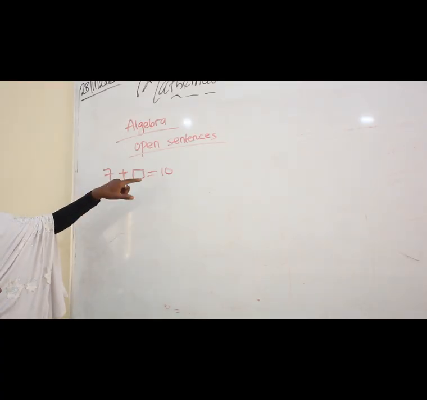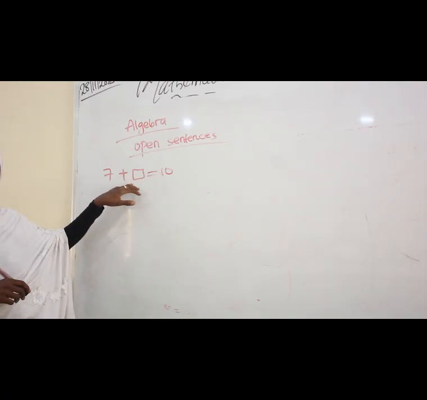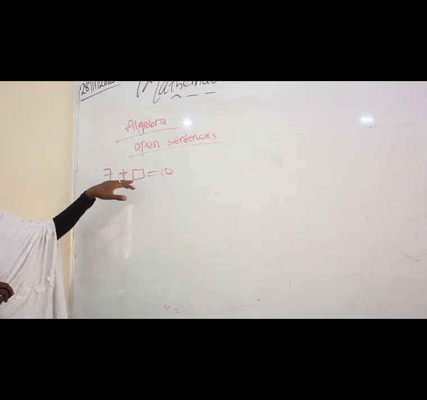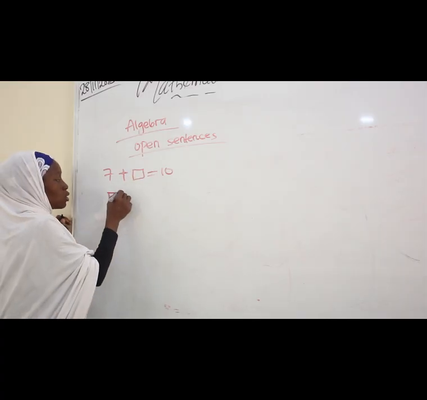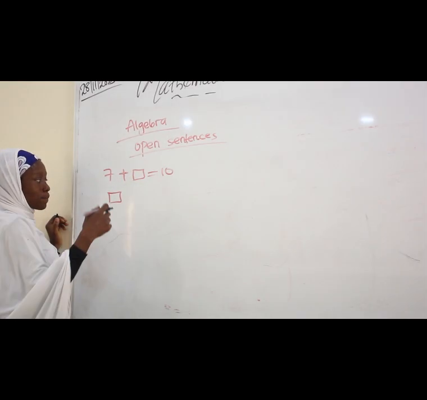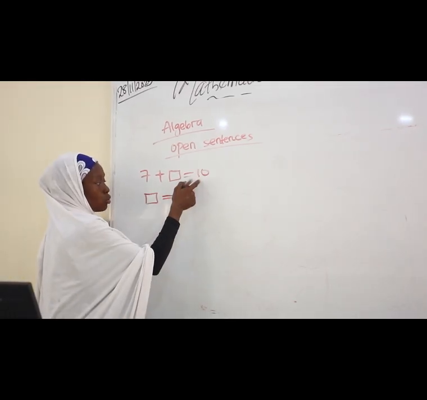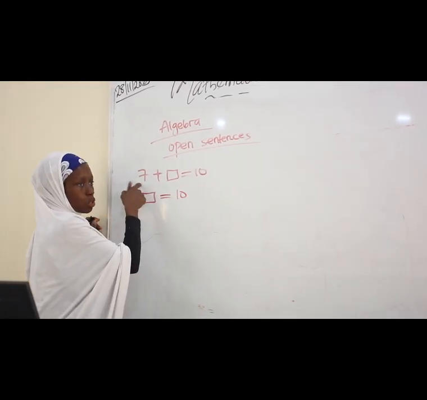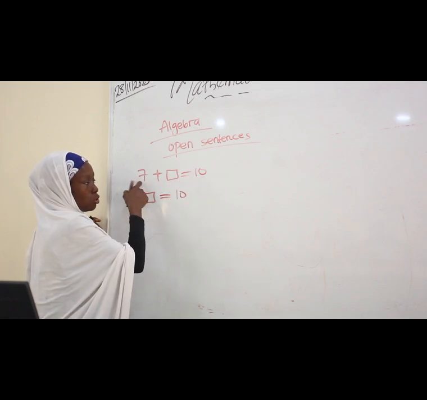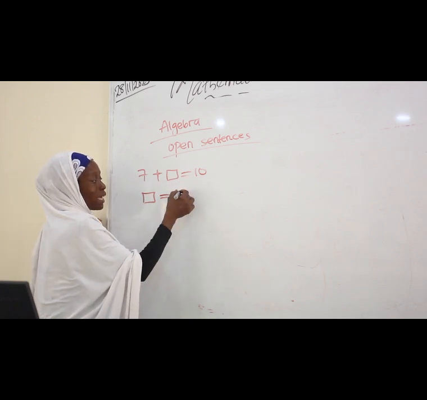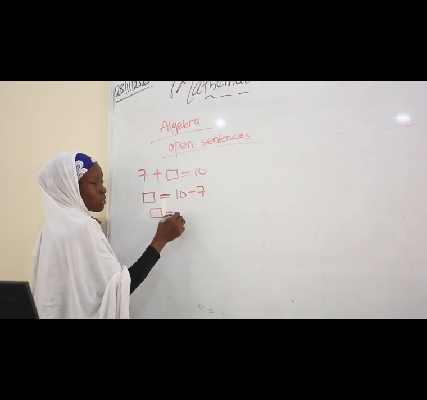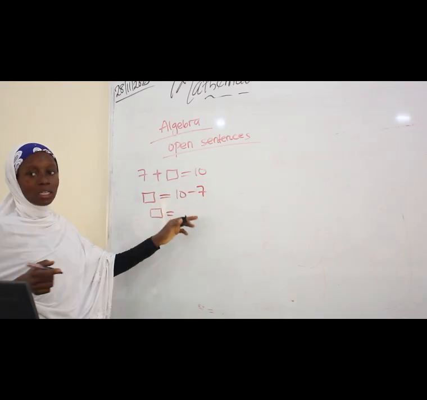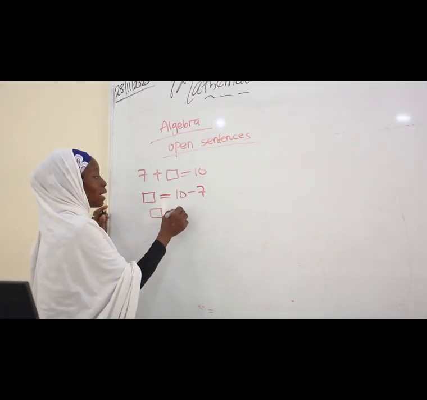And for us to know whether this expression is true, it means we have to provide what is supposed to be inside the box. So let's make the box the subject of the formula. Box is equal to 10. So 7 is going to cross the equality sign. It will change from plus to minus. We are going to have minus 7. So our box, which is the unknown, is equal to 10 minus 7, which is going to give us 3.